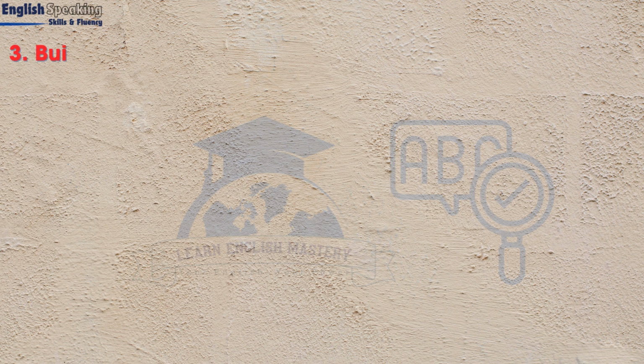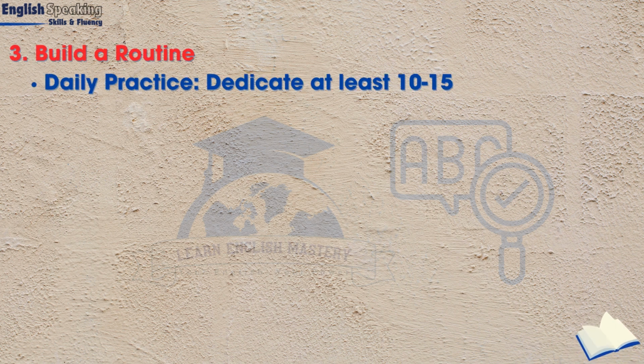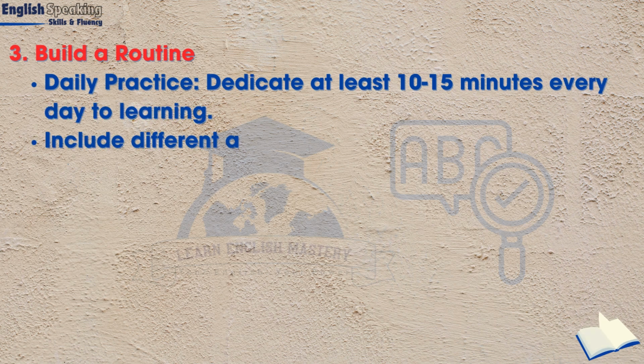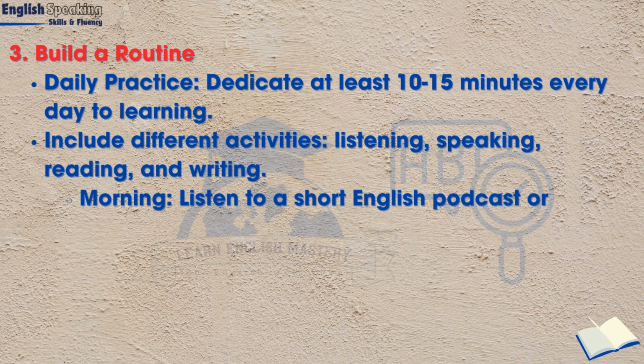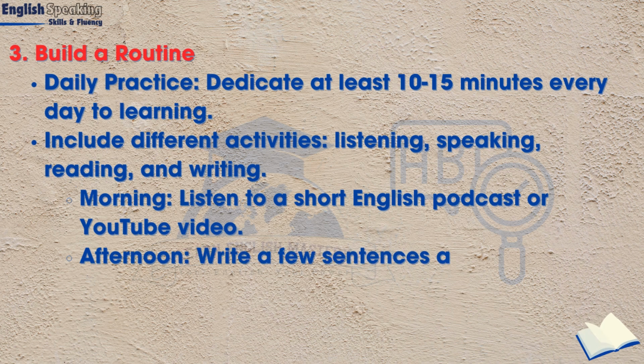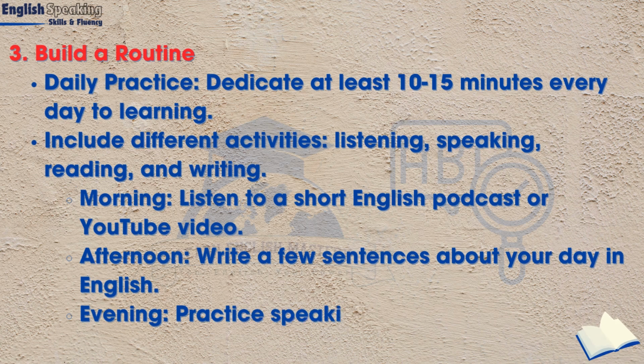3. Build a routine, daily practice. Dedicate at least 10 to 15 minutes every day to learning. Include different activities: listening, speaking, reading, and writing. Morning, listen to a short English podcast or YouTube video. Afternoon, write a few sentences about your day in English. Evening, practice speaking out loud, even to yourself.